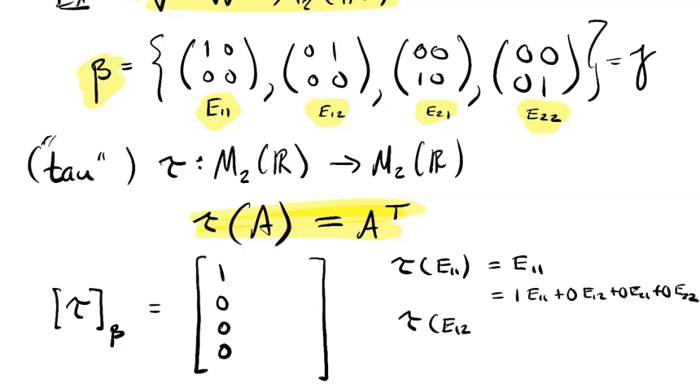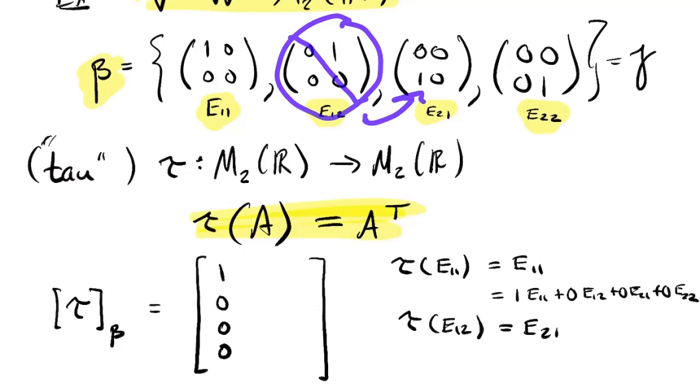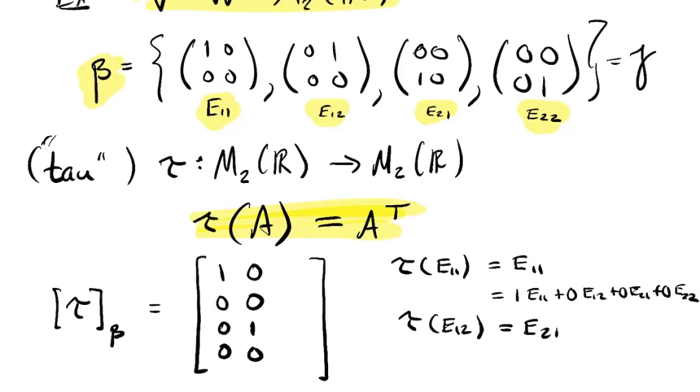tau of E12 is E21. When you transpose this matrix, flipping it across its diagonal, you get that one. So E21 is a basis vector, right? So its coordinates are no E11s, no E12s, 1 E21, no E22s.